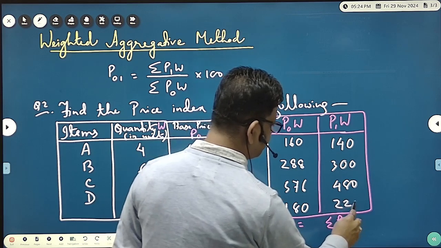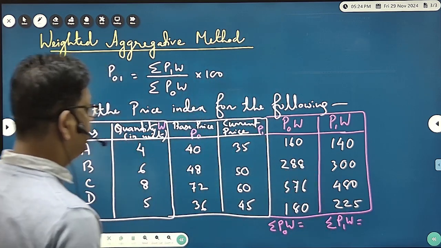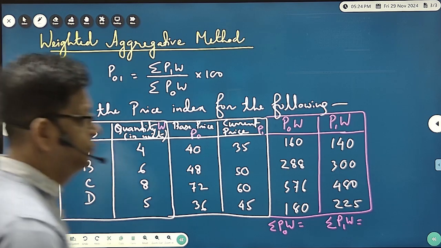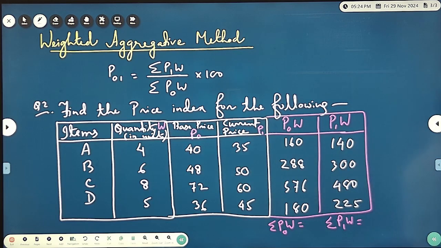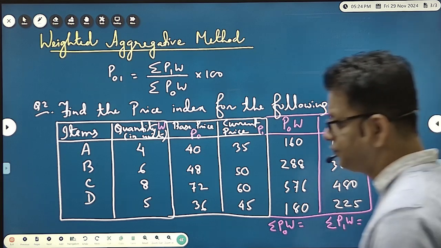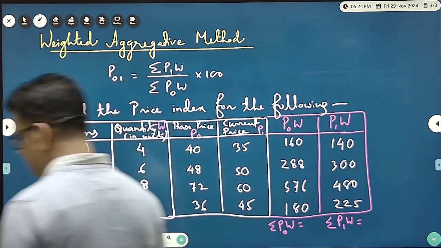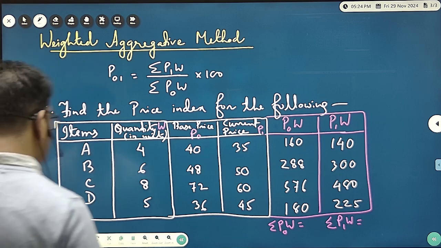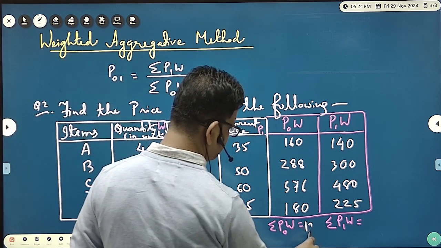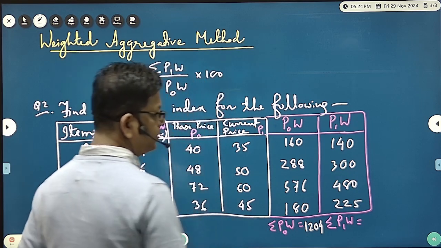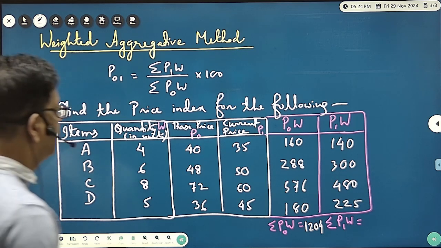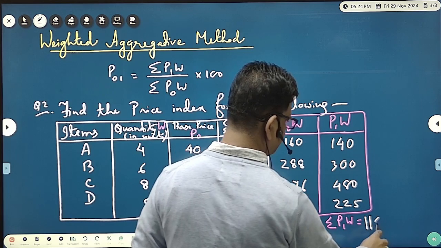Now add all these numbers for P naught W, and also for P1 W, and get the total. So the total of P naught W is 1204, and the total of P1 W is 1145.